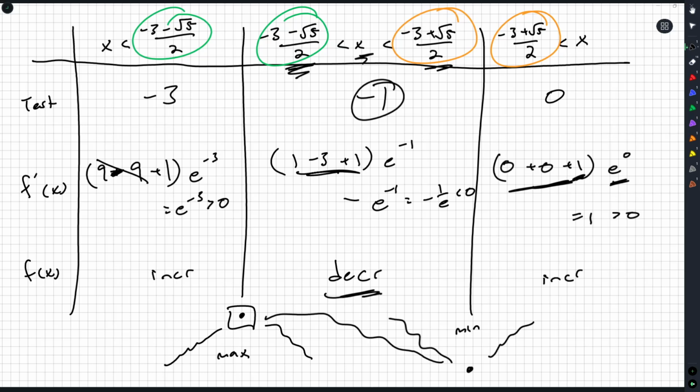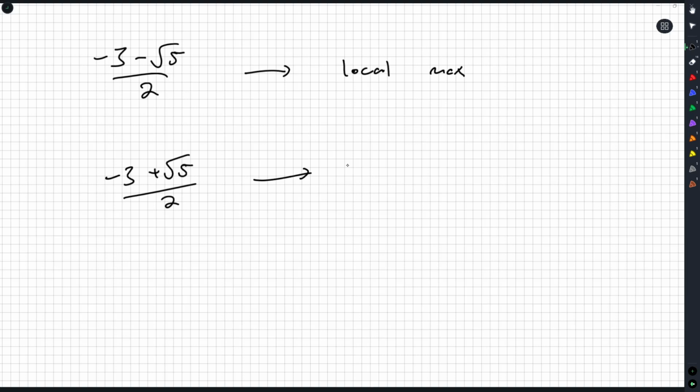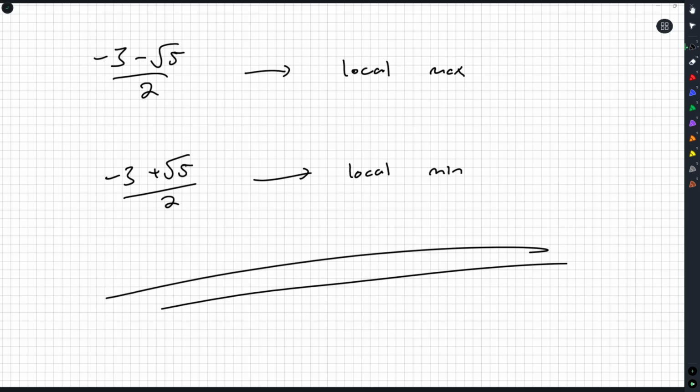So there we've used the first derivative to tell us the increasing and decreasing behavior, and that's the core idea behind the first derivative test. We are able to conclude with our little pictures that (-3 - √5)/2 corresponds to a local maximum for the function, and (-3 + √5)/2 corresponds to a local minimum. And that is our final answer.